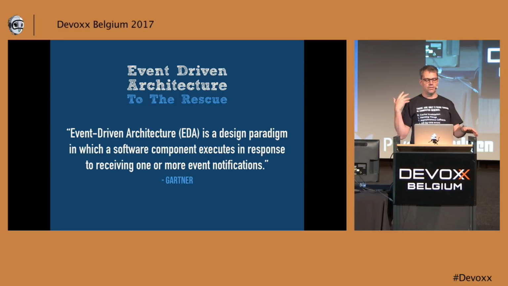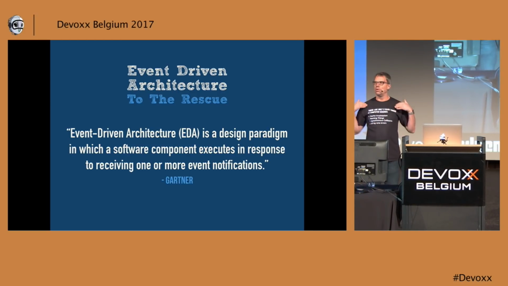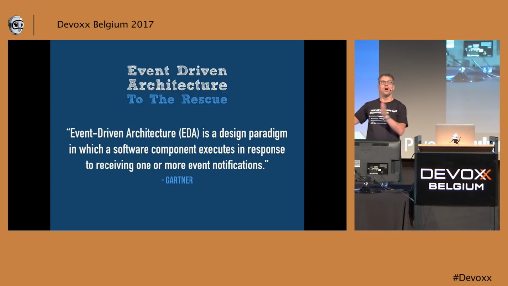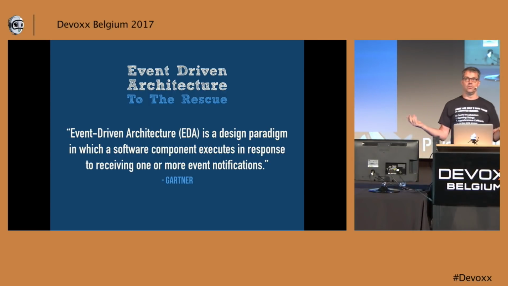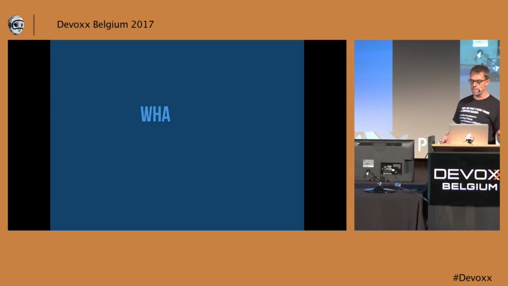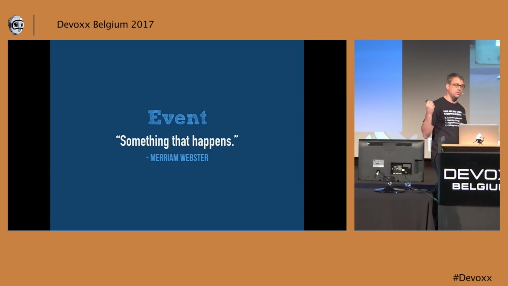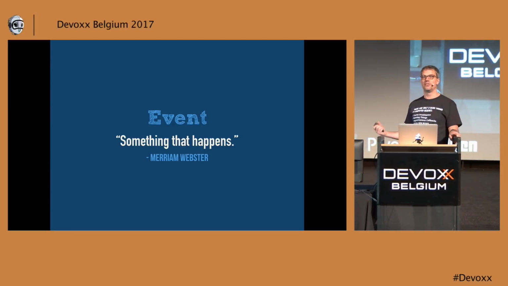So I think event-driven architecture can really be an enabler that can help us break down the chains of legacy software that is holding back the organization, and can help us reduce risk in terms of modernizing our architecture by orders of magnitude. But let's start with the basics. What is an event? If you go to Merriam-Webster, it says that it's something that happens, right? It's not that helpful.